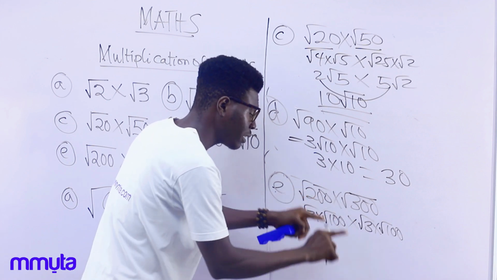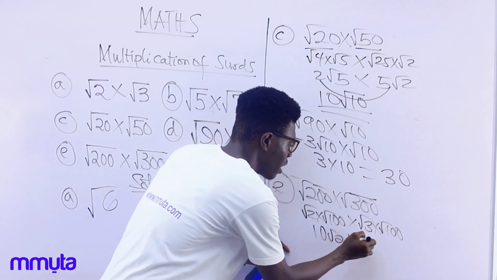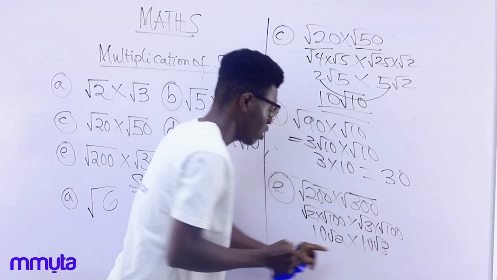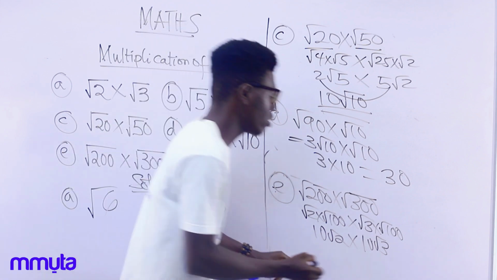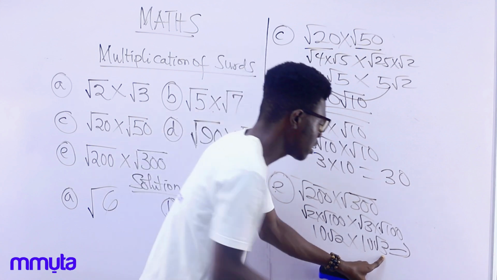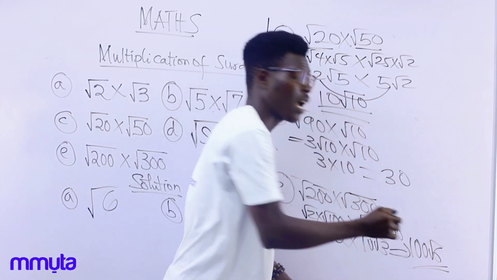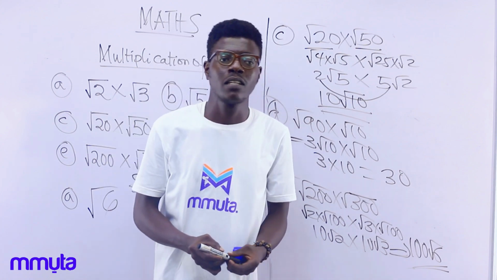We have root 100 times root 2, which is 10 root 2, times, in this case, our 10 root 3. Of course, 10 times 10 gives us 100. And then root 2 multiplied by root 3 gives root 6. So the answer to this becomes 100 root 6. I hope you learned something. Thanks, and God bless you.